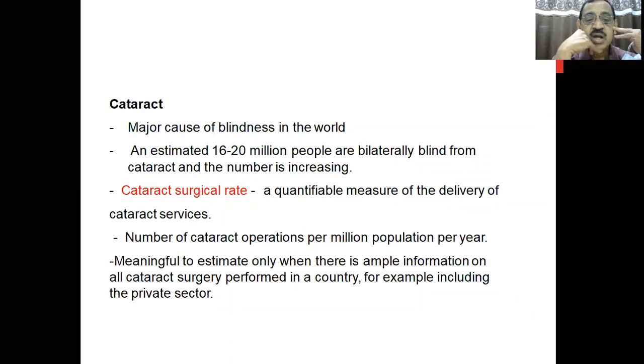Cataract surgical rate is defined as the number of cataract operations per million population per year. It's a quantifiable measure of the delivery of cataract services. So it's meaningful, but this cataract surgical rate is meaningful to estimate only when there is ample information on all the cataract surgeries that are being performed all over the country, including the private sector.